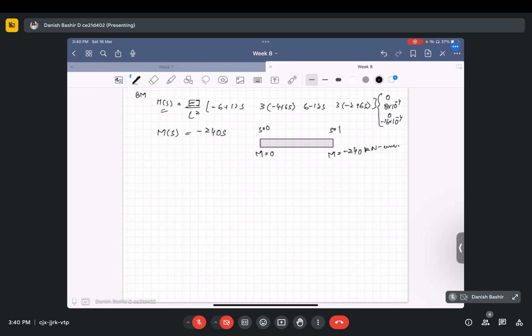integrate this once. That is shear force V of S to be equal to EI by L square times 12, 18, minus 12, 18, and it will be 0, 8 into 10 power minus 4, then again 0, it will be 16 into 10 power minus 4. If you will see, shear force V of S comes out to be a constant quantity of minus 0.6 kilonewton.